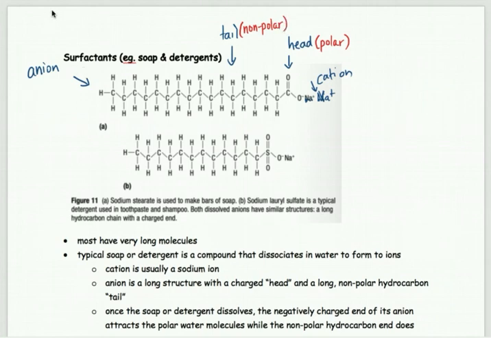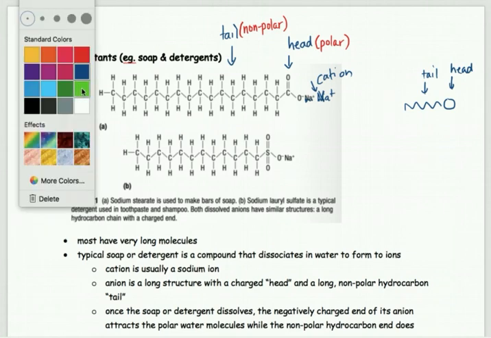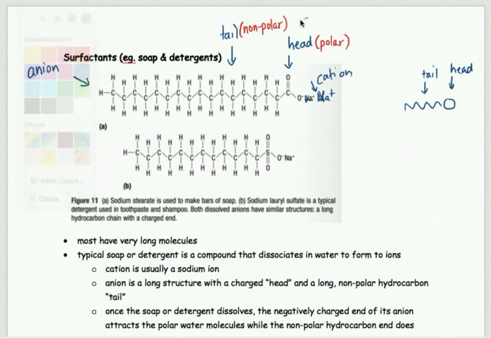When they draw these out quickly on diagrams, they'll just make the head and then make the tail like that. Because you have the nonpolar end, they call these ends hydrophobic and hydrophilic. That's just the fancy way to say it. Philic means to like, so you love water.